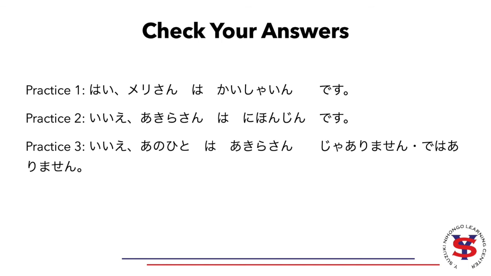Question 3 is asking, is that person Akira? あの人は Akira-san desu ka? The answer is no, that person is not Akira. Or いいえ、あの人は Akira-san じゃありません. Or ではありません.